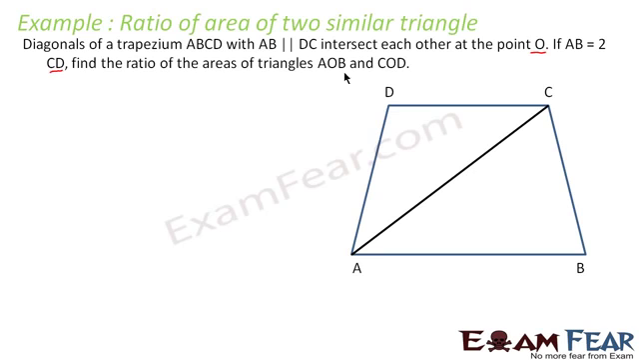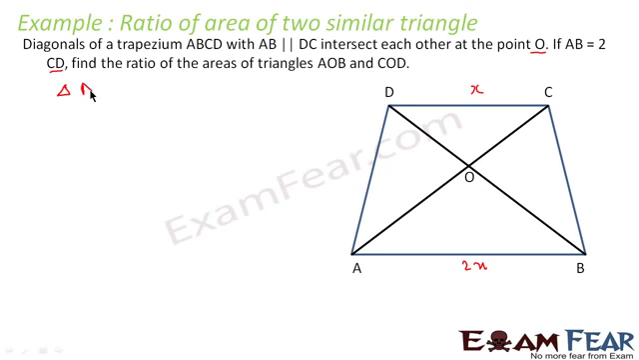Let's draw this. This is the trapezium ABCD with AB parallel to DC, and the diagonals intersect at point O. Correct? It is given that AB is equal to 2CD. If CD is equal to X, AB is equal to 2CD, that is 2X. We have to find the ratio of triangles AOB and COD.